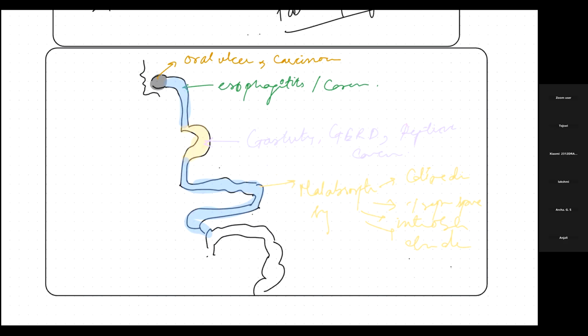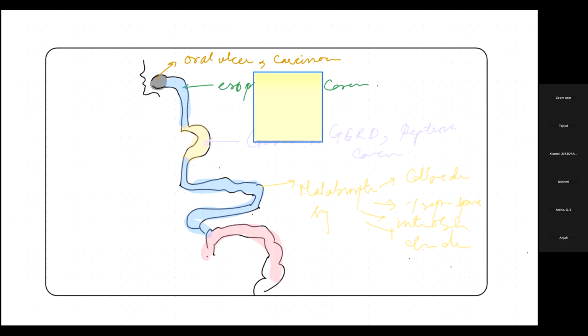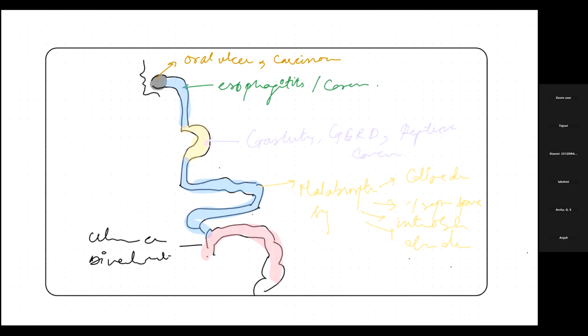Another part of the GI tract is the large intestine. What diseases do we expect to see over here? Please try not to do anything on the screen. The diseases that we can expect in this large intestine can be ulcerative colitis, diverticulitis, or any other carcinoma in this section.